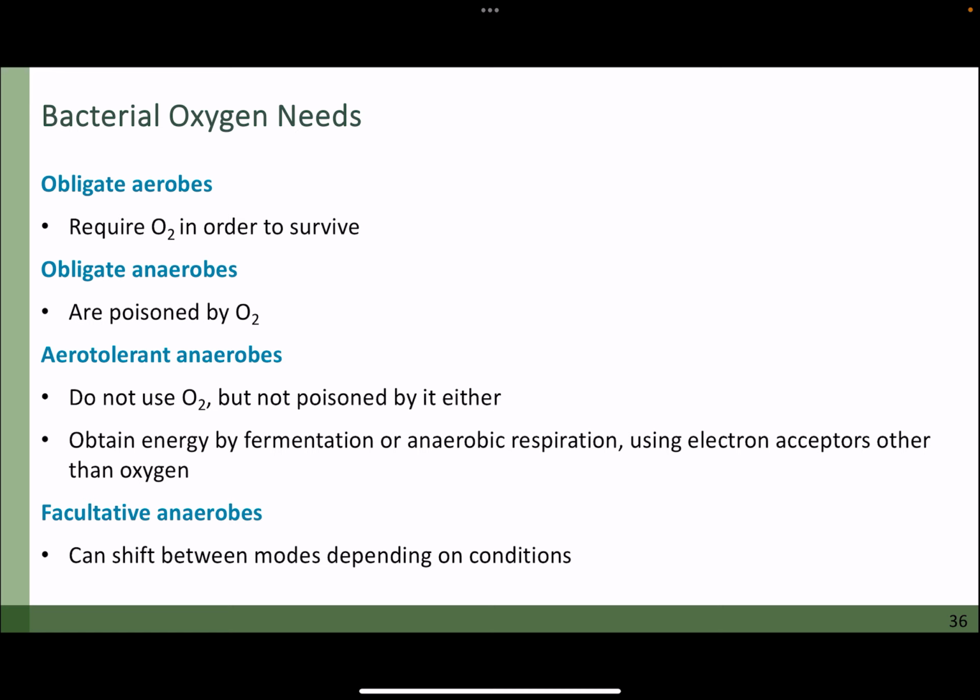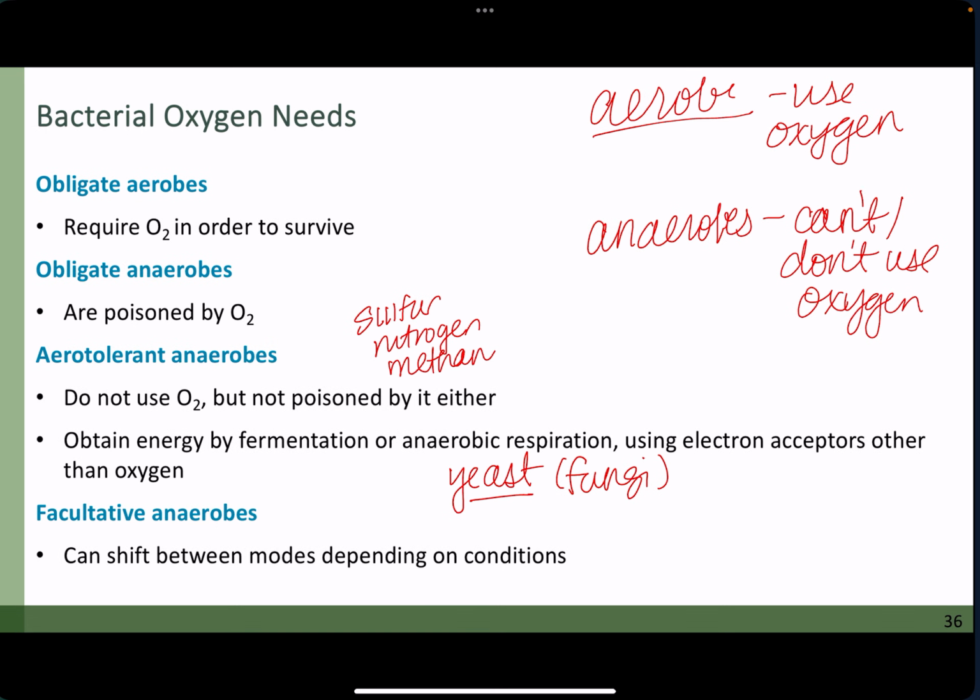We also have aerotolerant anaerobes. These guys don't use oxygen, but they're not poisoned by it either. So yeast are an example. Yeast are actually fungi. That was a bad example. It just popped into my head. But they are an example of an aerotolerant anaerobe. They don't use oxygen, but they're not poisoned by it either. So usually these guys, bacteria or fungi, whatever happens to be performing them, are performing fermentation, so alcohol fermentation or lactic acid fermentation, or a form of anaerobic respiration.